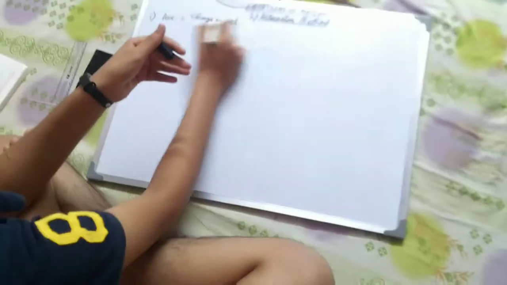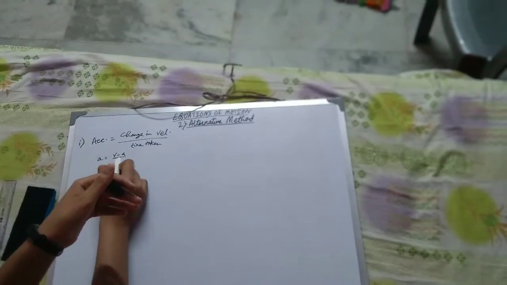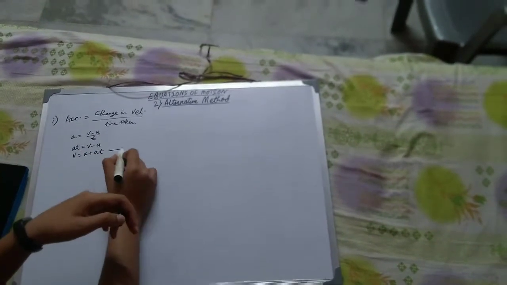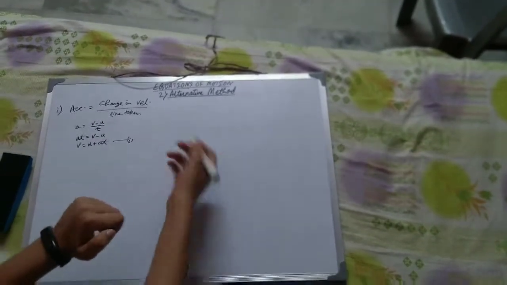Now the alternative method. For equation 1, by definition we know that acceleration equal to change in velocity by time taken. Which means acceleration equal to final velocity minus initial velocity by time taken, or a equal to v minus u by t, or at equal to v minus u, or v equal to u plus at. So this is the first equation.